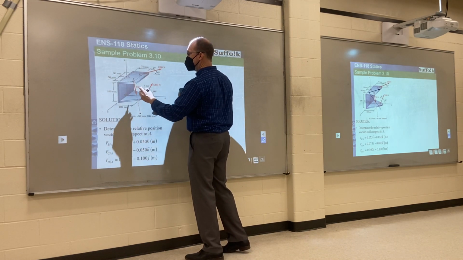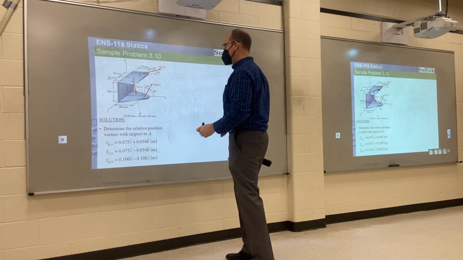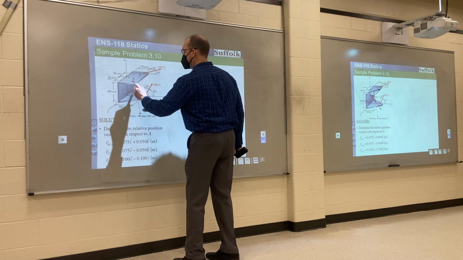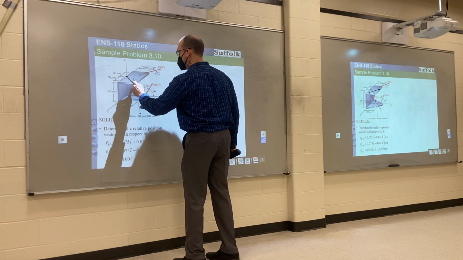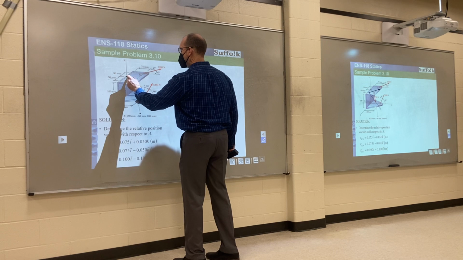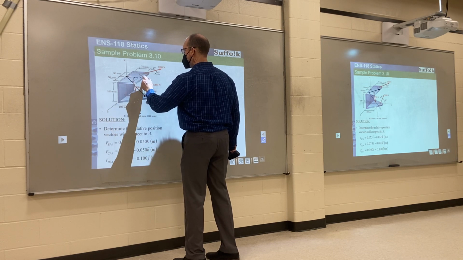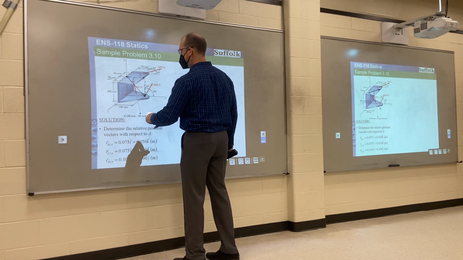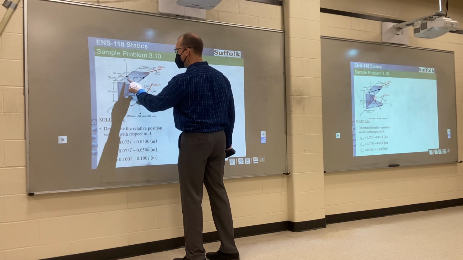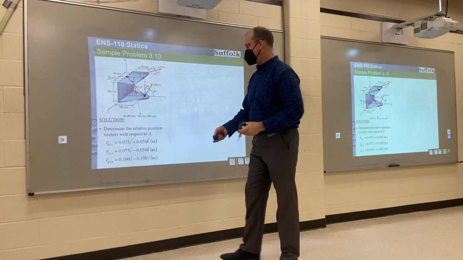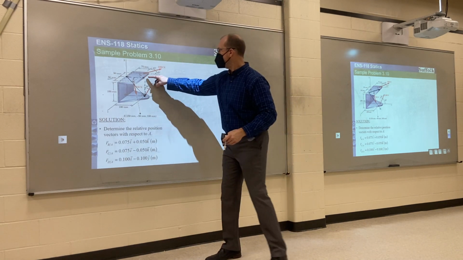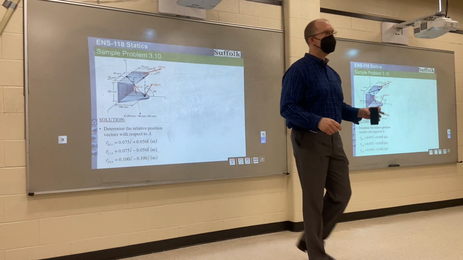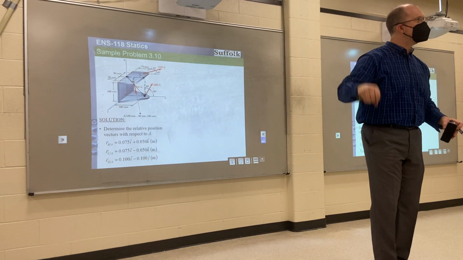D has an I and a J, but no K. D with respect to A, so with respect to A, I'm going from here to here. From there to there is 100 millimeters, so it's positive 0.1 I, and from here to here is negative 0.1 J. Those are the three position vectors. That's the first row of my cross product, R cross F.